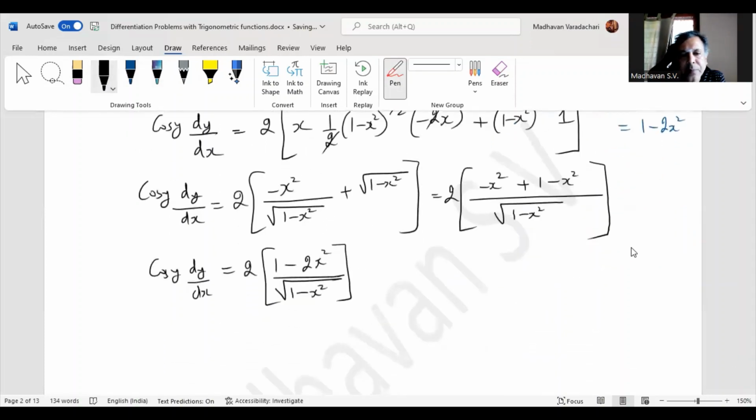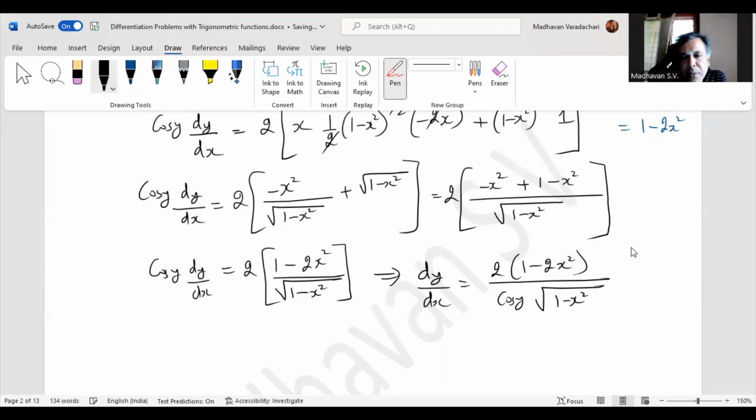That is cos y. So we can now write dy by dx is equal to 2 times 1 minus 2x square divided by cos y root of 1 minus x square.